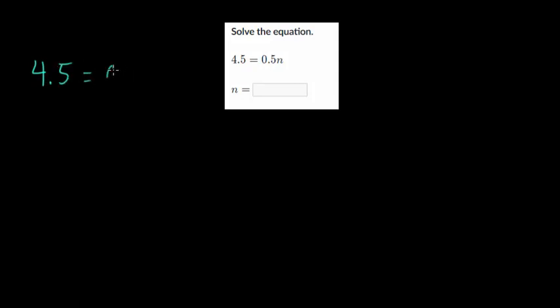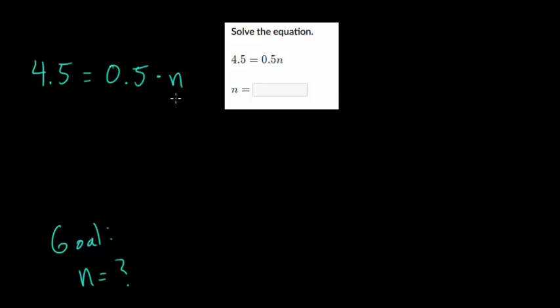And we want to isolate our variable. That's our goal. We want to solve for n. So the goal is to get n equals something. And right now, n is multiplied by 0.5. So even though it's a decimal, you want to follow the exact same process.